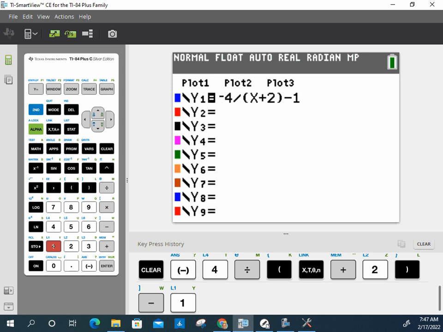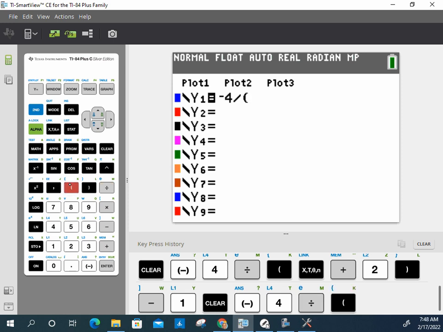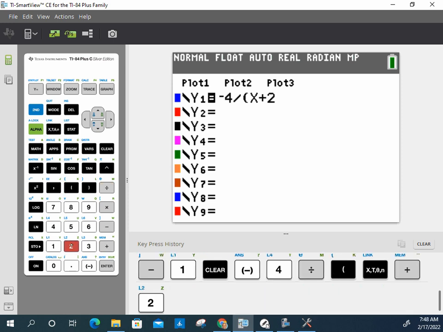So you have to be careful if you're using the calculator. The calculator is only as smart as the person using it. So if you type it in wrong, that's a you problem. So let me show that one more time. -4 divided by, open parentheses, x plus 2, close the parentheses, and then -1. So now the calculator knows exactly what I want.